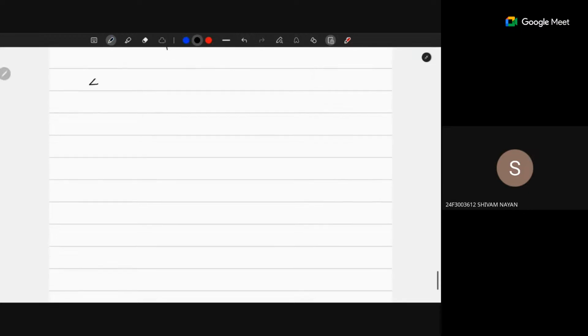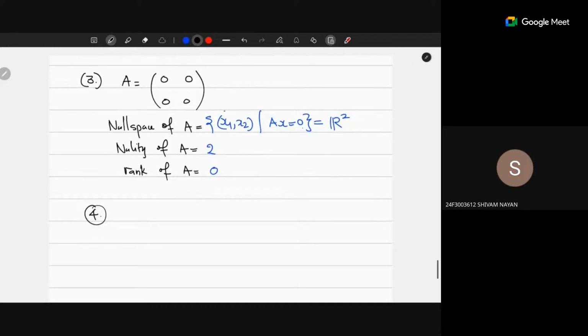Okay, let's do one more example. Nullity is the number of independent variables.